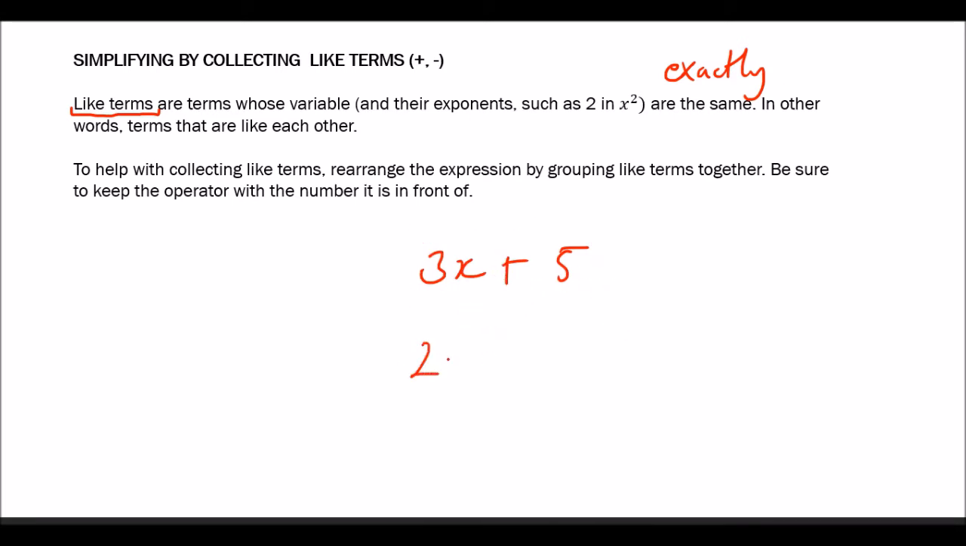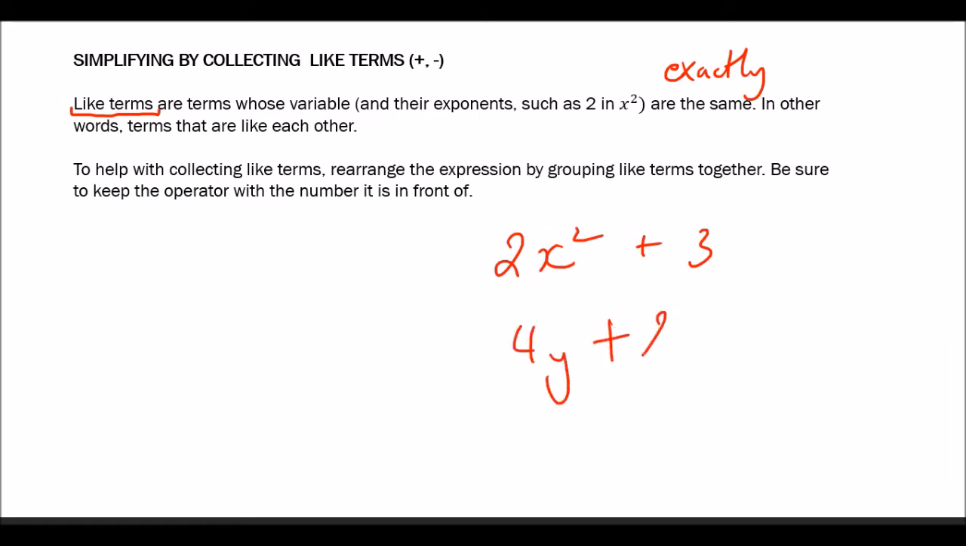Or if I have 2y plus z take away v, that's a term, that's a term, that's a term. That's what a term is. And a variable is, let's say you have 2x squared plus 3, or 4y plus 2z. And one more thing you need to know is a number by itself is called a constant.